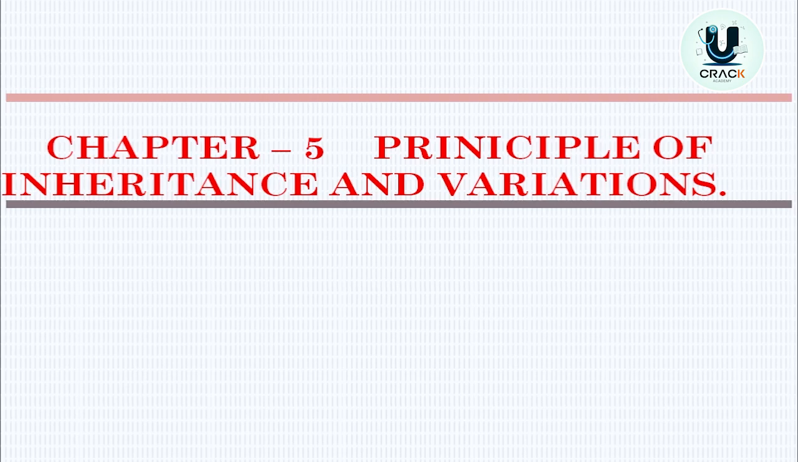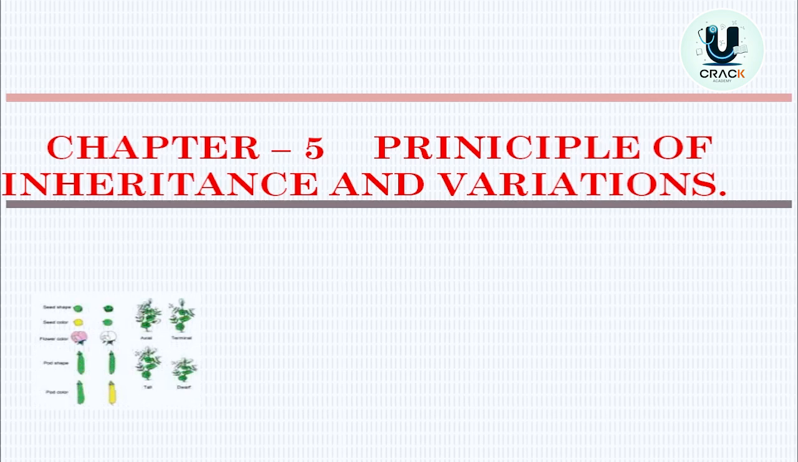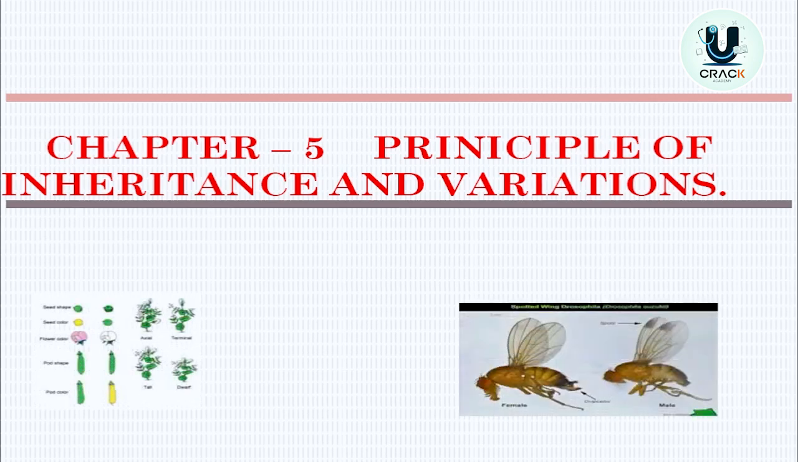Today we are going to see Chapter 5, Principles of Inheritance and Variations. So I have attached two figures. You will get to know what we are going to see today in detail. For example, an elephant gives birth to a baby elephant.